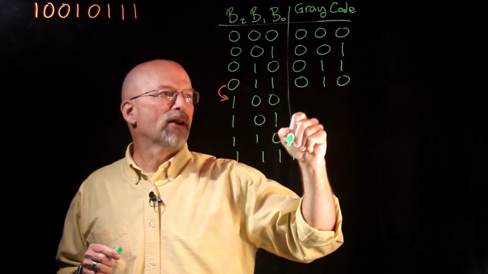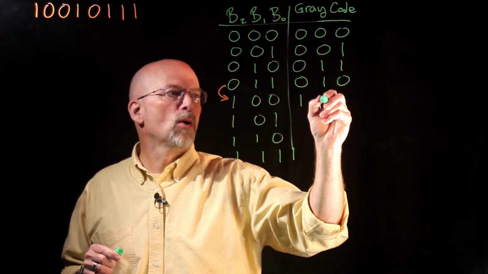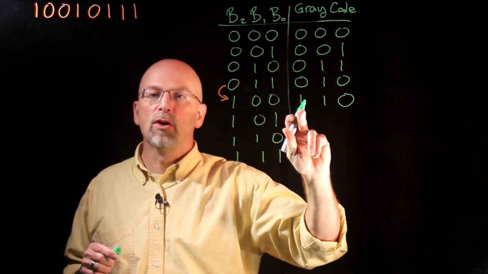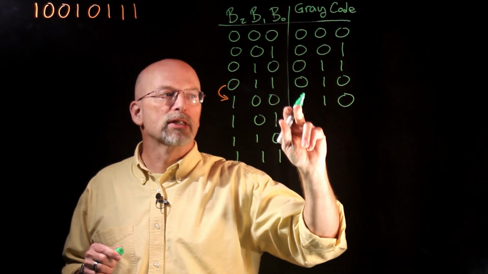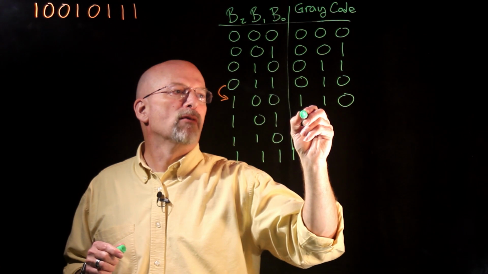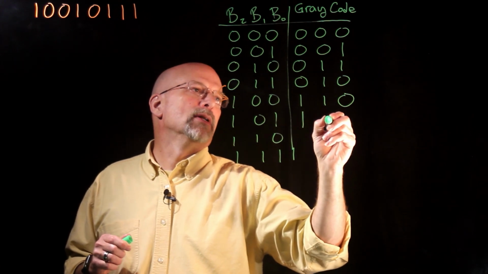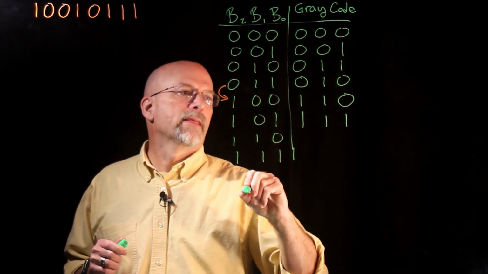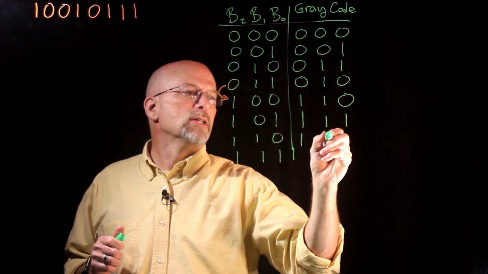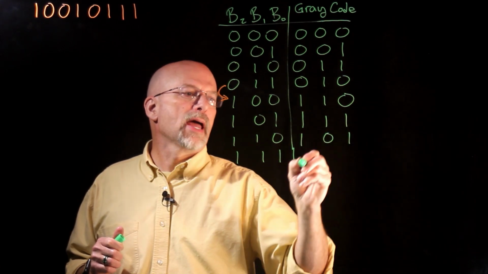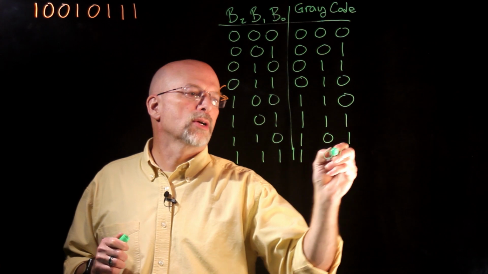This next pattern right here is going to be 1, 1, 0. Still only 1 bit is changing, going to the next pattern. Then we have 1, 1, 1, and then we get 1, 0, 1, and then 1, 0, 0.